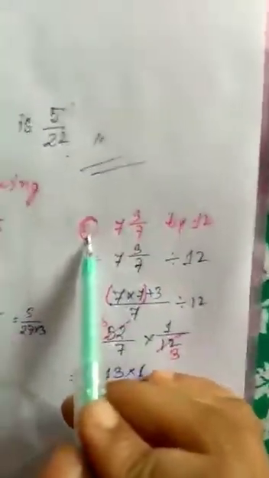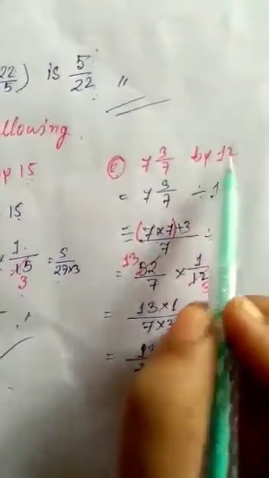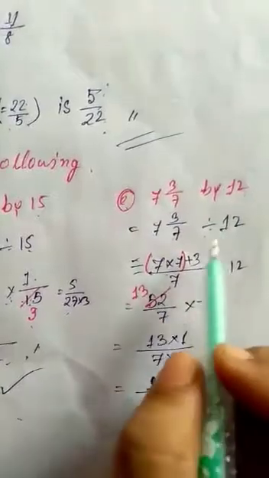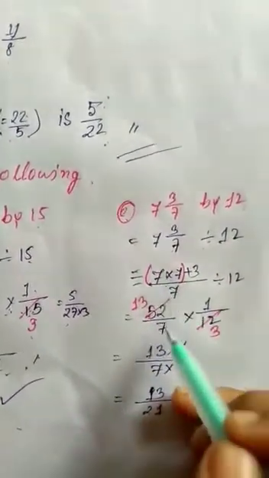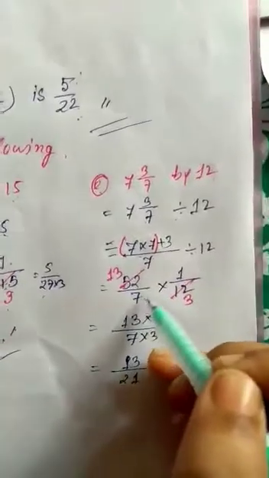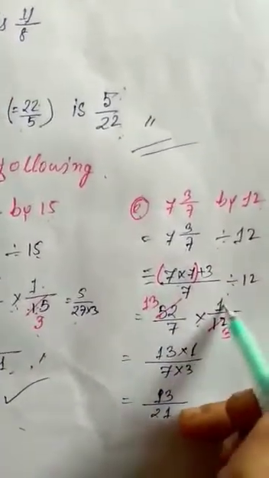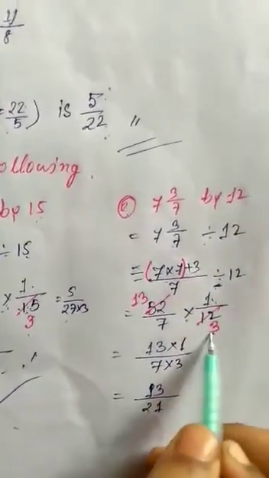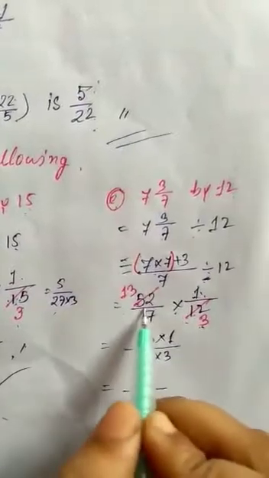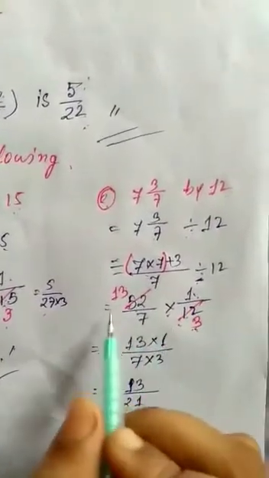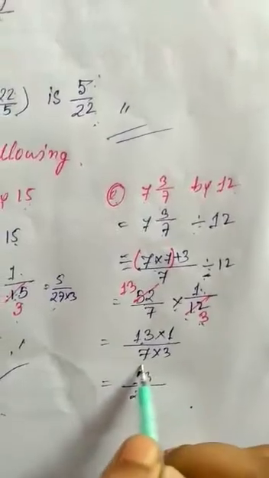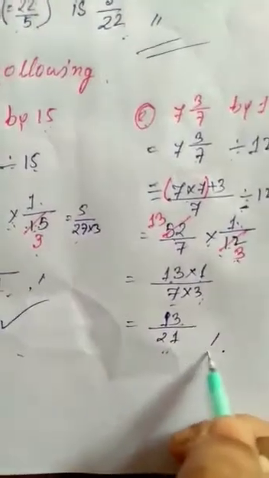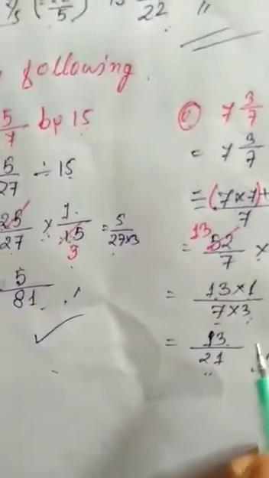In the same way I have shown here, E number. 7 of 3 by 7 divided by 12. So, 7 of 3 by 7 divided by 12. After converting the mixed number 7 of 3 by 7, it's 52 by 7. The divided sign is there, so we multiply, and it will be 1 by 12. As we have changed the sign, 1 by 12. Now here you can see 4 threes are 12 and 4 thirteens are 52. So we can cancel both by the factor 4. So it will be 13 into 1 divided by 7 into 3. So 13 by 7 into 3 is 21. So 13 by 21. This is the result. Okay, children, I hope it's clear to you now.